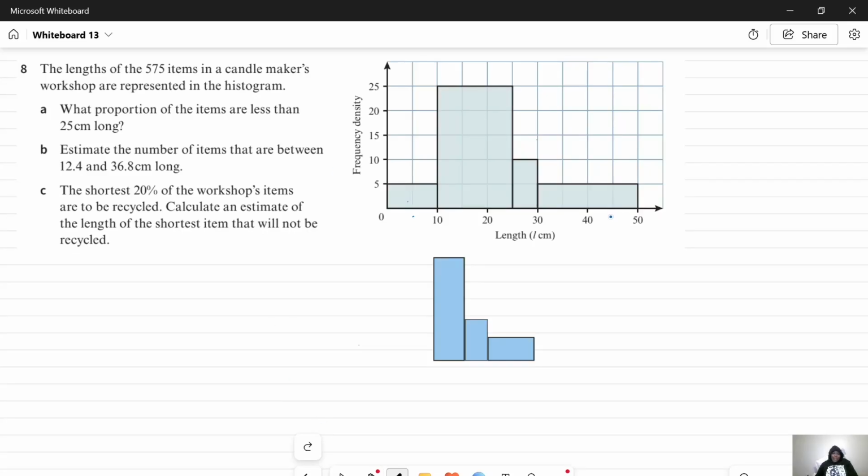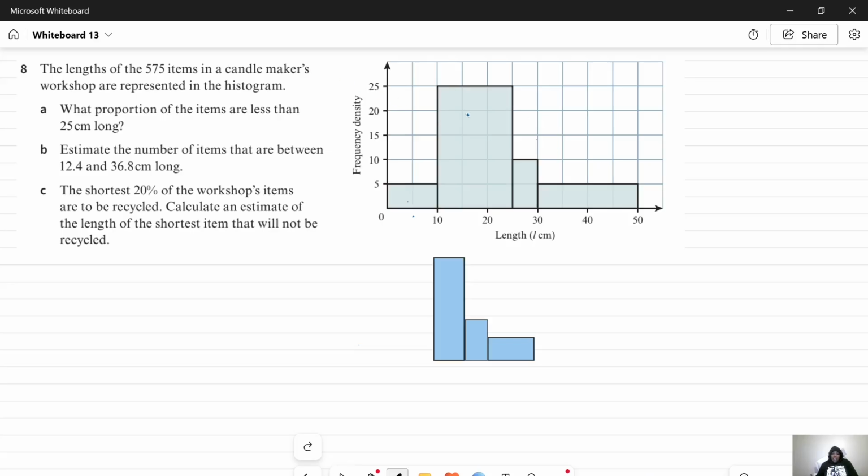Hi everyone. In this video, we are going to talk about histograms. We are going to be looking at an example from the Cambridge AS level textbook, from exercise 1B, question 8.